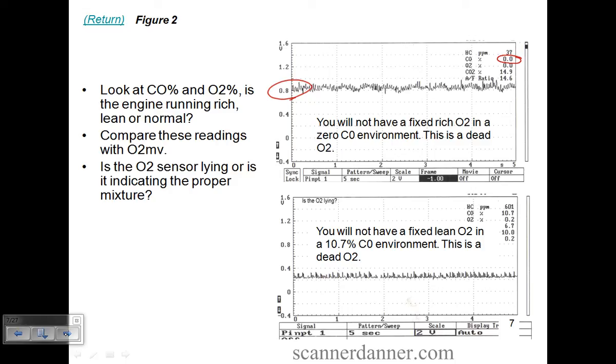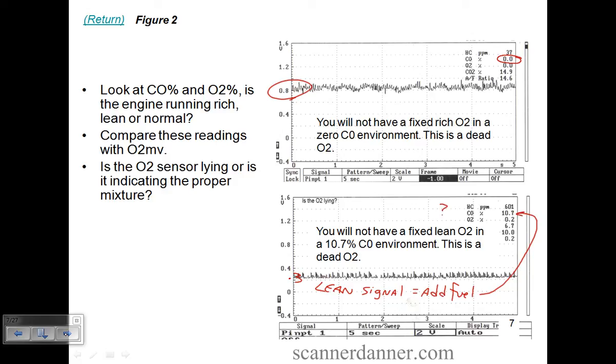What happens when a sensor is reading 300 millivolts? It's about 0.3. That's a lean signal. What's the computer do with a lean signal? Right? Lean signal equals what? This is on page 7, by the way. Lean signal equals add fuel, right? Is the computer adding fuel?